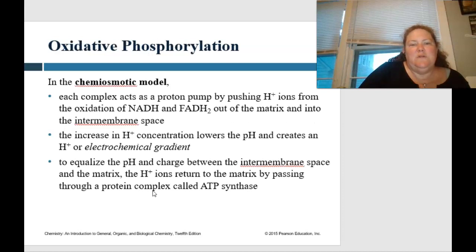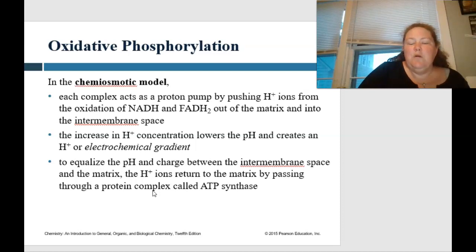So oxidative phosphorylation, this is a chemiosmotic model, whatever. And this is where each complex acts as a proton pump by pushing hydrogen ions from the oxidation of NADH and FADH2 out of the matrix and into the inner membrane space. And the increase in hydrogen concentration lowers the pH, and it's going to create an H+ or an electrochemical gradient.